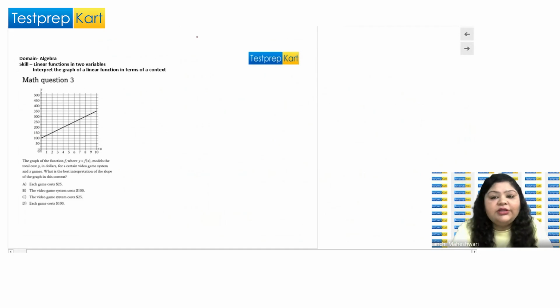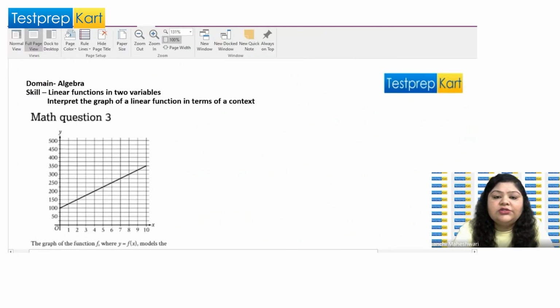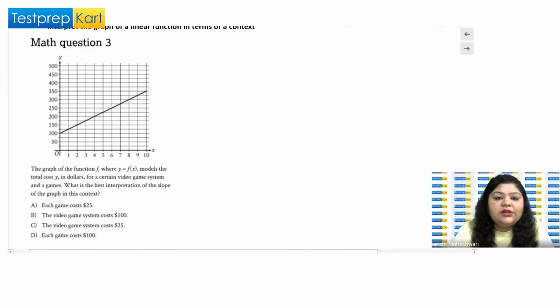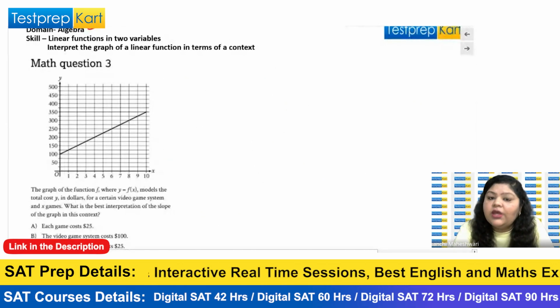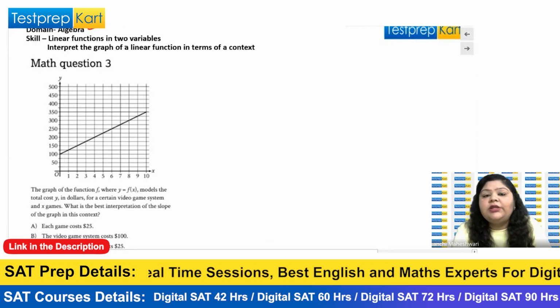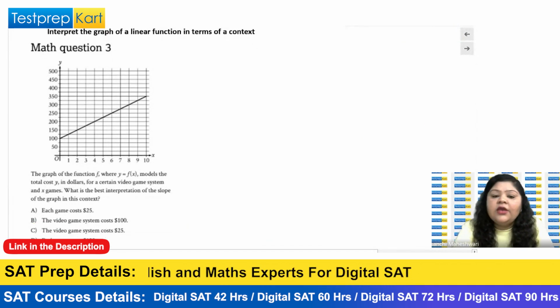Question number 3. Let me just zoom this question a little bit here for you. Now that's clearly visible. Have a look, that also belongs to the very first module, algebra, and to the same topic, that is linear function in two variables. So have a look at what question number 3 is saying.